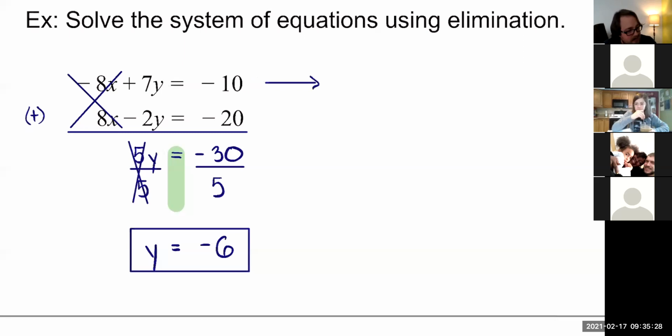So I'm going to just copy it down real quick. So negative 8x plus 7y equals negative 10.